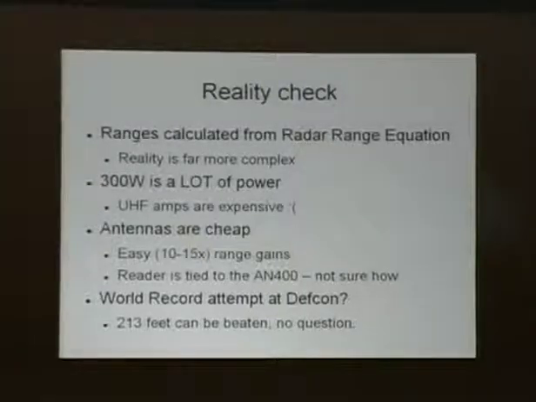Fortunately, though, antennas are cheap. A 15 dBi Yagi will set you back 40 bucks. It's really easy to get hold of really good antennas and then get some really good range gains out of that, 10 to 15 times range easily.